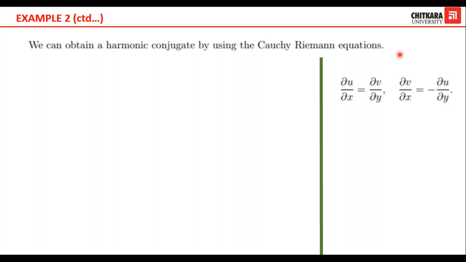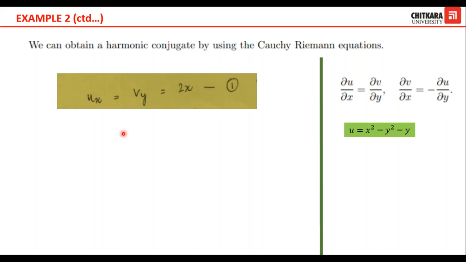Del u by del x is del v by del y. Del v by del x is equal to minus del u by del y. And u was given to you as x squared minus y squared minus y. So let's use the first Cauchy-Riemann equation. Ux is equal to vy, right? What is ux? U is given to me, so ux will be 2x. So vy becomes equal to 2x, right?